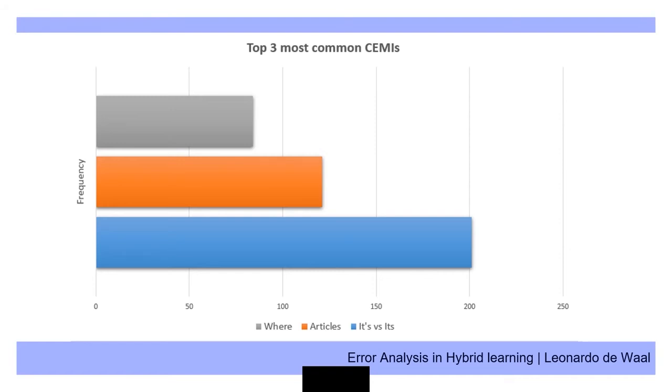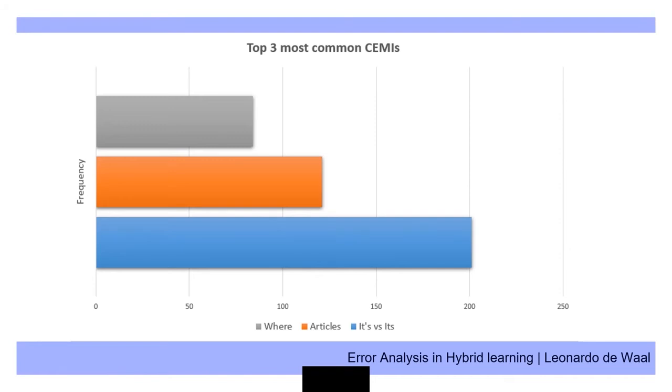The second most common semi are the misuse of articles. In other words, the use of definite articles and the lack of them in certain sentences. So some of them are overused while others are not. And in the last place we have the word where, which is generally confused with the word were.